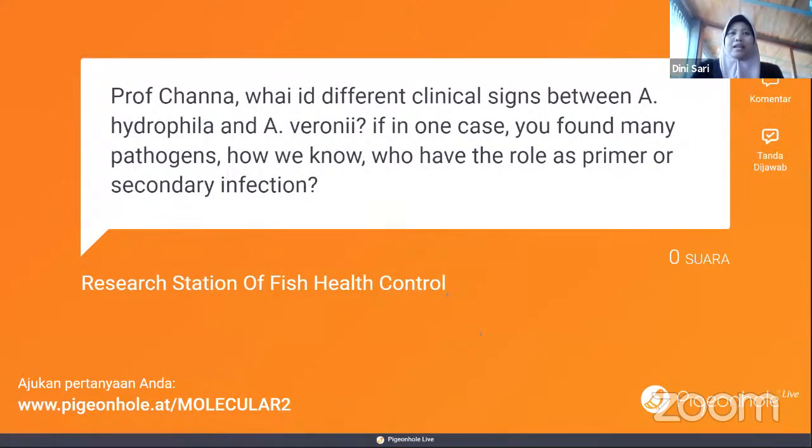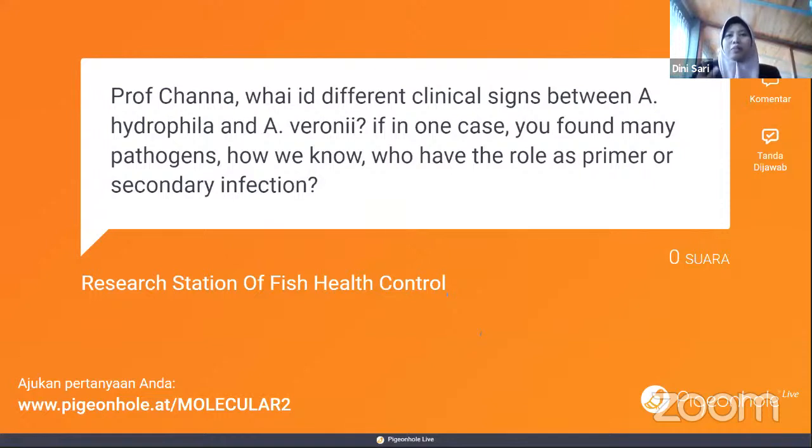The next question is from Research Station Office Health Control. What is the different clinical sign between Aeromonas hydrophila and Aeromonas veronii? If in one case you found many pathogens, how do we know which has the role of primary or secondary infection?